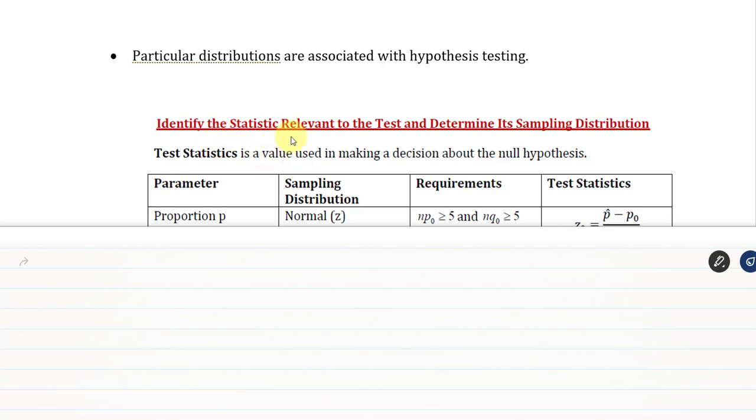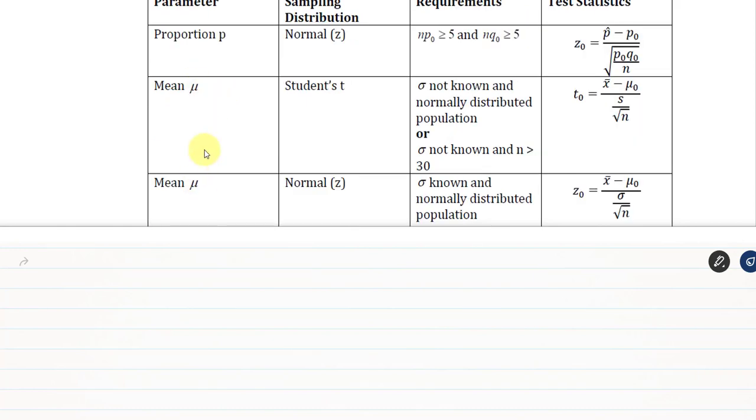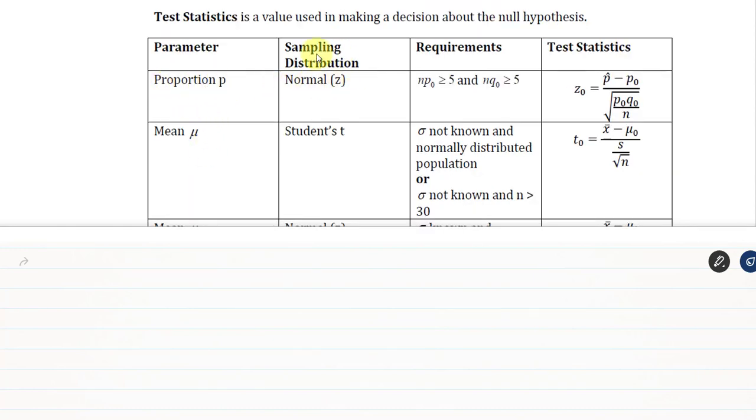null hypothesis or not. Now, there are two parameters that we are focusing on in this chapter: the proportion P or the mean mu. For the proportion, we are only using the normal Z, or the Z-test, for the test statistic. And there are a few requirements.